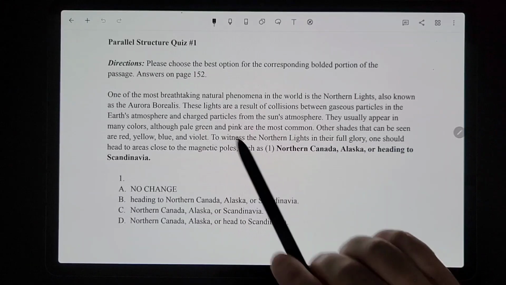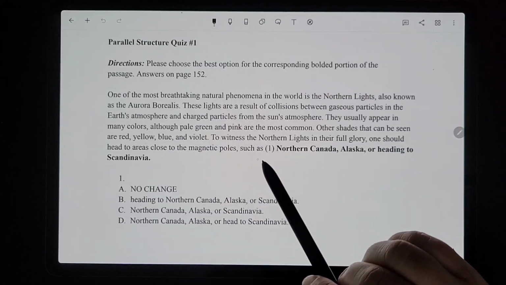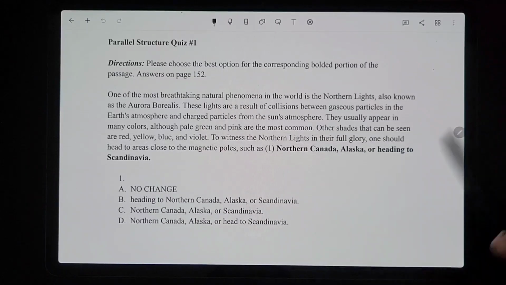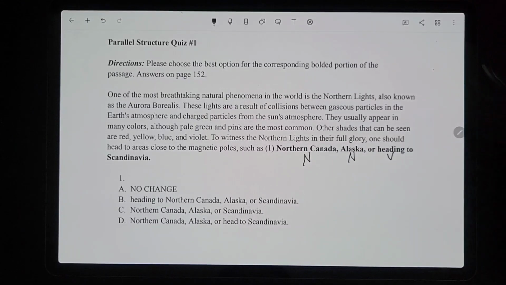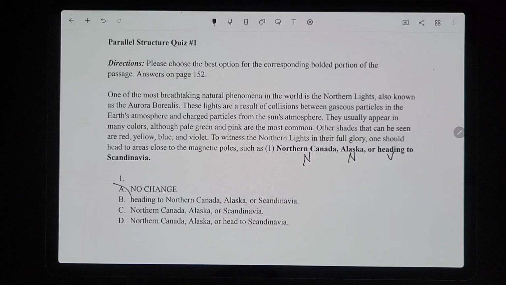So right here, we're being asked about this bolded portion. And I'm going to just read the whole sentence. To witness the northern lights in their full glory, one should head to areas close to the magnetic poles, such as northern Canada, Alaska, or heading to Scandinavia. So here we have a verb, noun, noun. We don't want that. We want to have everything matching. So we need to definitely cross out no change. It can't be that.